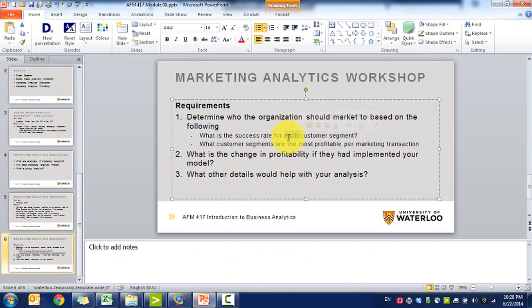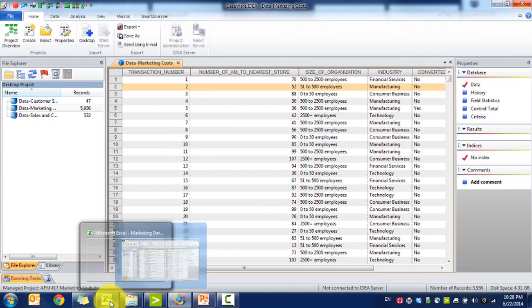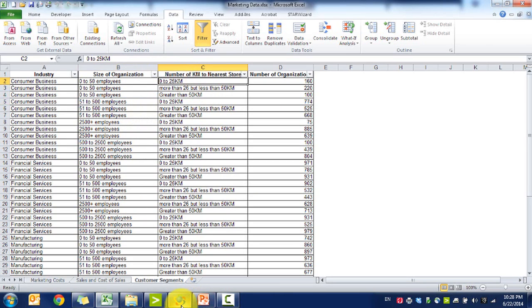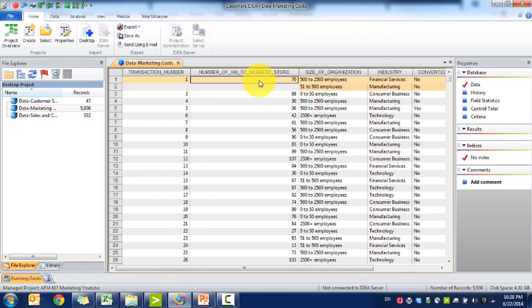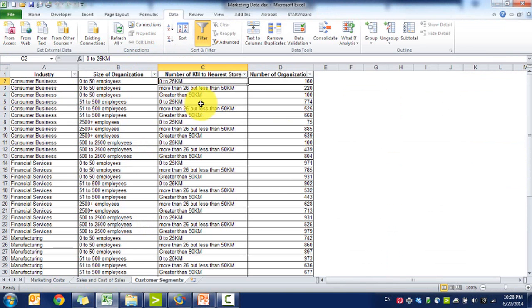Let's get started on essentially 1A. What is the success rate for each customer segment? So you'll see that in our data, they have number of kilometers here, but the way they've segmented it is number of kilometers close to the store, and they've had it in groups. So we're going to do the same thing.